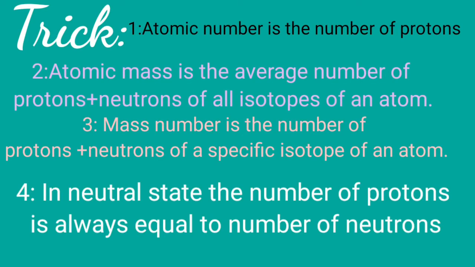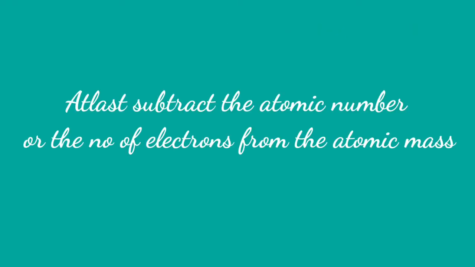Trick. Trick 1. Atomic number is the number of protons. 2. Atomic mass is the average number of protons plus neutrons of all isotopes of an atom. 3. Mass number is the number of protons plus neutrons of a specific isotope of an atom. 4. In neutral state, the number of protons is always equal to the number of electrons. At last, subtract the atomic number or the number of protons from the atomic mass.